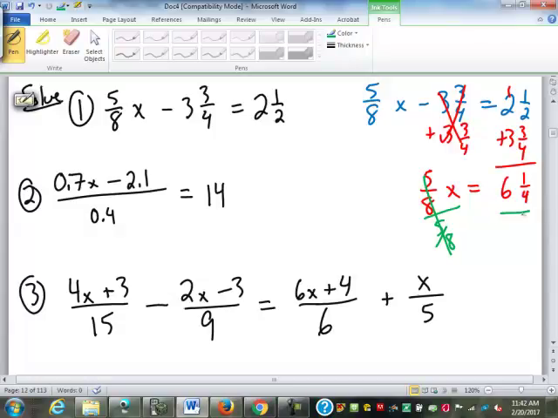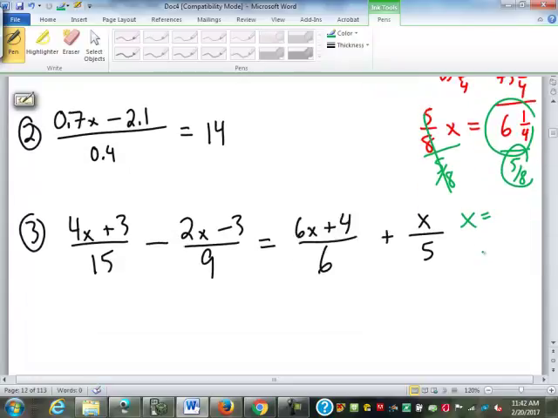We have to divide by the 5/8. So x equals 6 1/4 divided by 5/8. That's going to be, we have to take this into an improper fraction. So 6 times 4 is 24, plus 1 is 25/4. And then multiply by the reciprocal of 5/8. So it's going to be 8 over 5. 25 and 5 cross cancel, give me 1 and 5. 4 and 8 cross cancel, giving me 1 and 2. So 5 times 2 is 10.